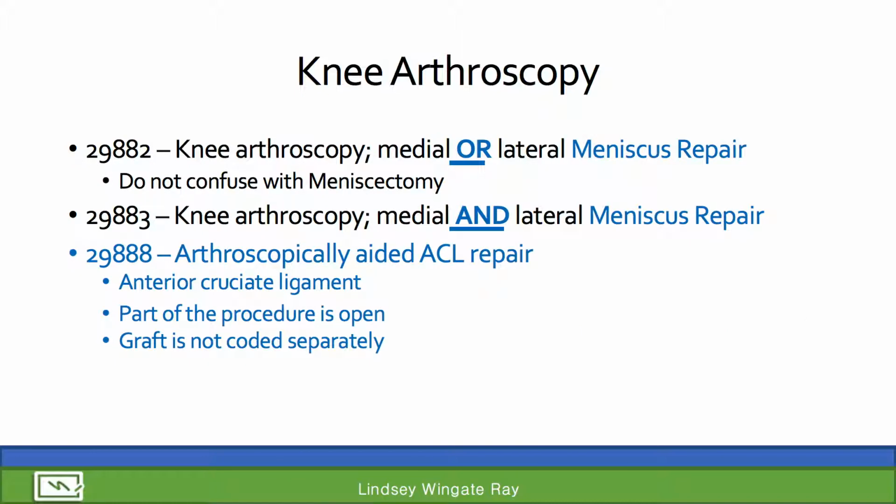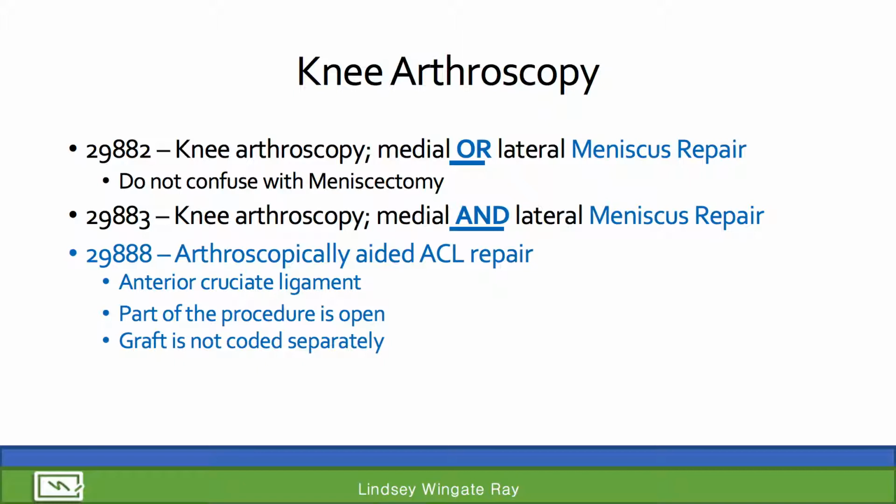We talked about meniscectomy procedures. Now we're going to talk about the opposite, which is a meniscal repair procedure. The same as the meniscectomies, you have two codes. One for the medial or lateral meniscus repair, and one code for the medial and lateral meniscus repair. Make a note just like you did on your meniscectomy procedures for these codes.